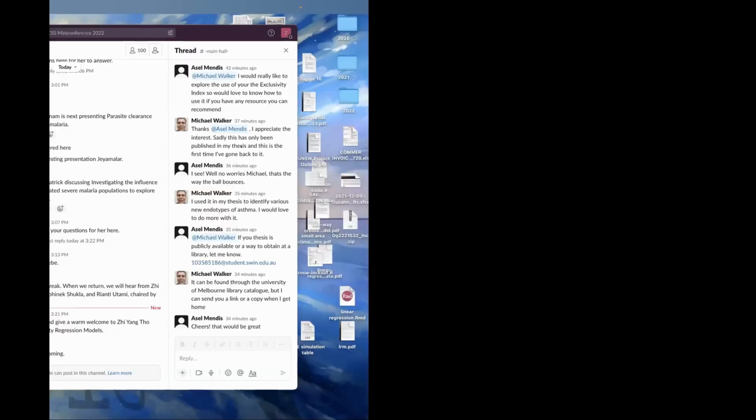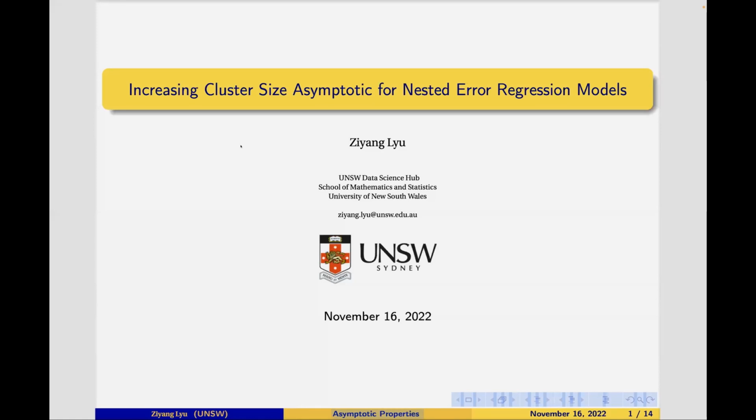And now we're going to hear from Ziang Liu, who will be talking about increasing cluster size asymptotics for nested error regression models. Yep, thank you, Melissa. I'll start to share my screen. Can you see my screen? Yes. All right.